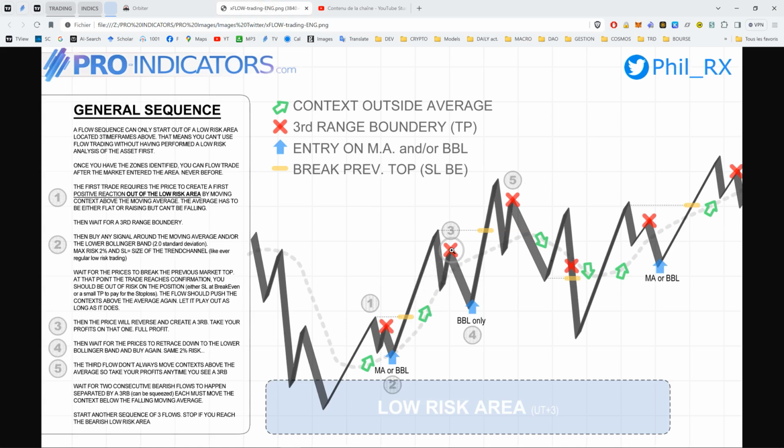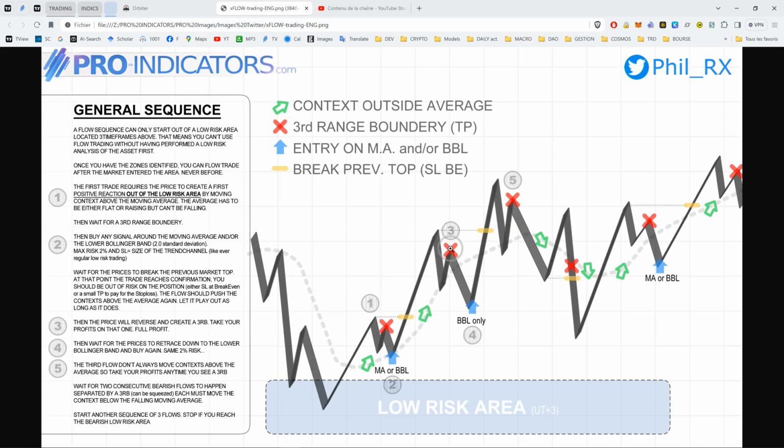Okay? One thing that's essential, and I've seen some people mixing things together, this thing plays in a sequence, and you need to follow it. The sequence says you buy only after the third range boundary. The third range boundary only happens after you have broken above the moving average. The flow sequence must start after breaking the previous high point, and the third range boundary only comes after you broke above the rising moving average. And we don't yet have it on the weekly chart.